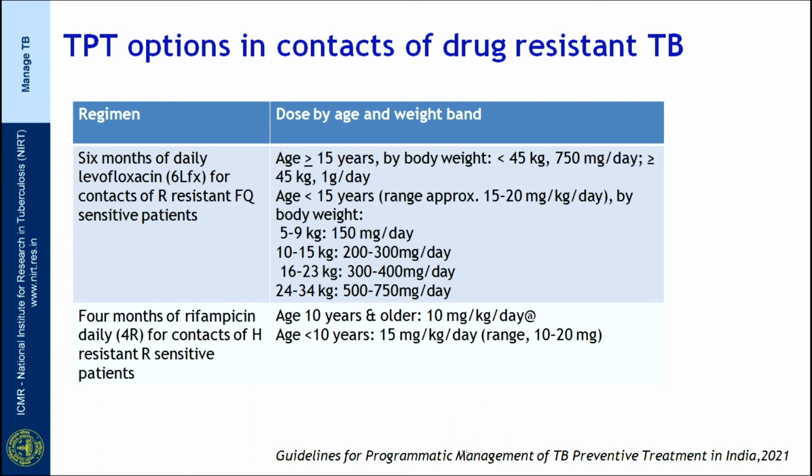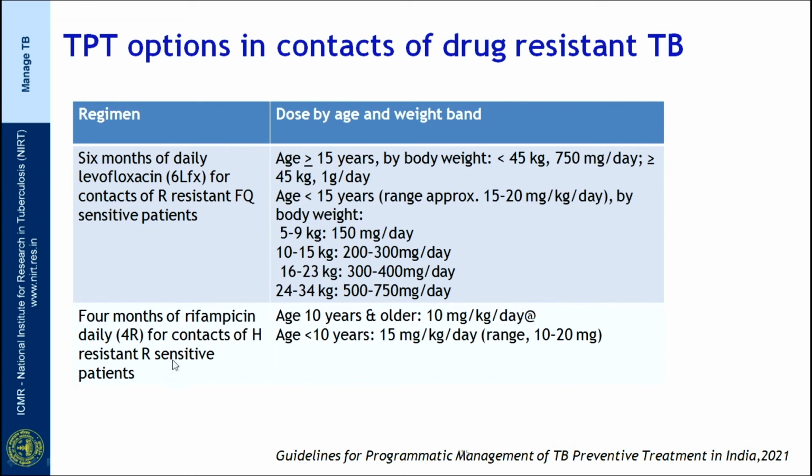Again, the dosage and weight band are as follows: age greater than or equal to 15 years, by body weight, less than 45 kgs 750 milligrams once daily, greater than 45 kgs 1 gram per day. Age less than 15 years, the dosage range is approximately 15 to 20 milligrams per kg per day by body weight. So, those with 5 to 9 kg can be given 150 milligrams per day, those with 10 to 15 kg can be given 200 to 300 milligrams per day, those weighing 16 to 23 kgs can be given 300 to 400 milligrams per day, and 24 to 34 kgs can be given 500 to 750 milligrams per day.